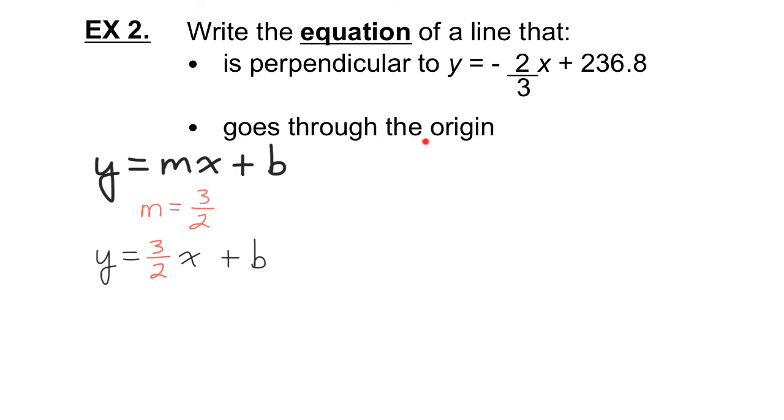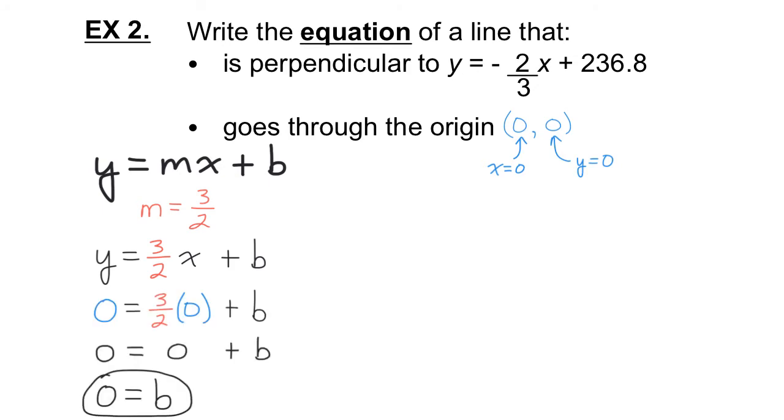Well, it goes through the origin. The origin has coordinates 0, 0. So when x is 0, y is 0. So I can replace x and y both with 0, and I can solve for b. And once I have b and m, I can make my equation.